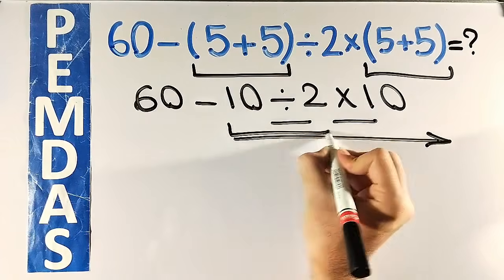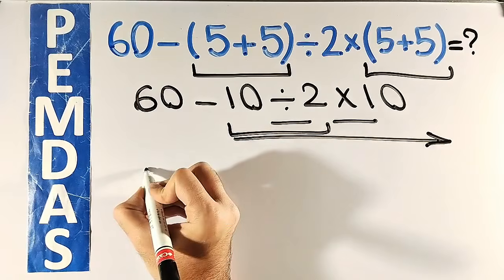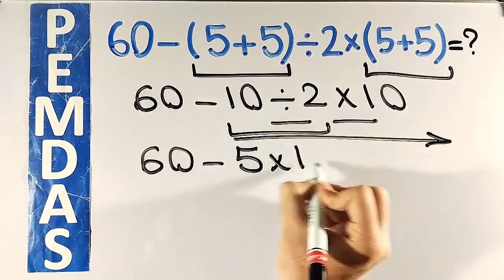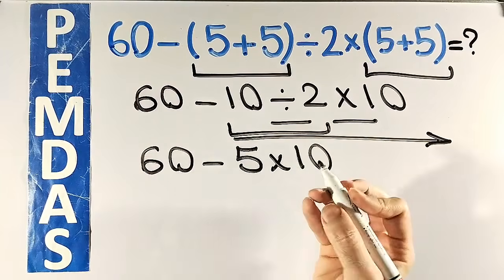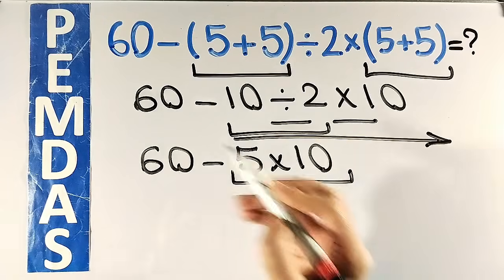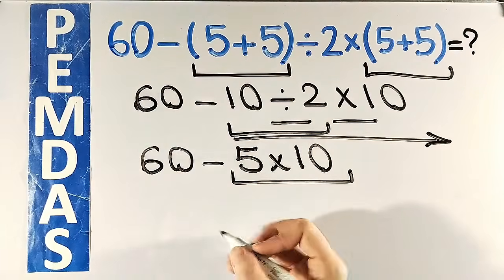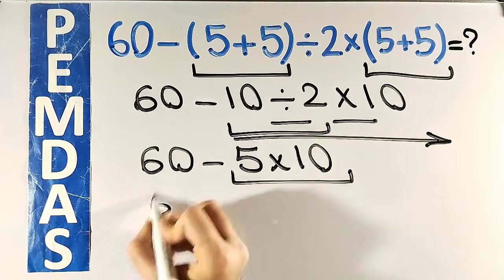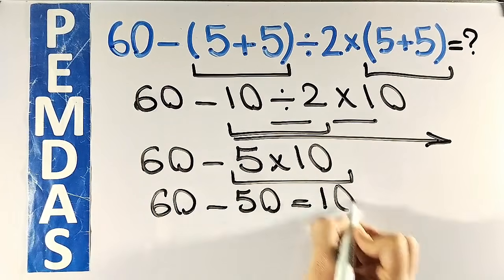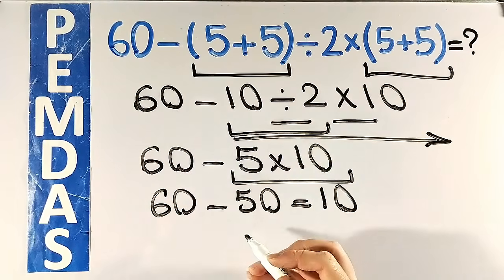So, first we go for the division between 10 and 2. And instead of this expression, we can write 60 minus 5 multiplied by 10. In the final step, we go for the multiplication between 5 and 10 because multiplication has a higher priority than subtraction. So, we rewrite this expression as 60 minus 50, which finally gives us the answer 10. Okay, now let's solve another math question together.